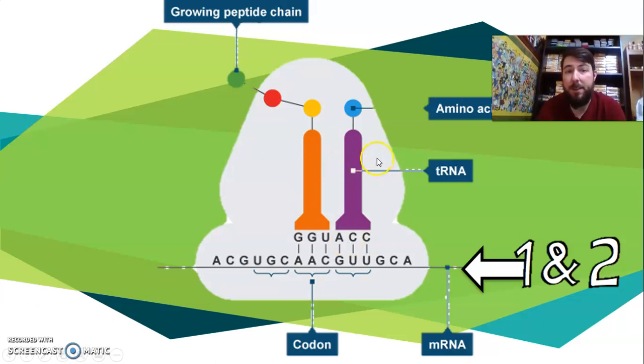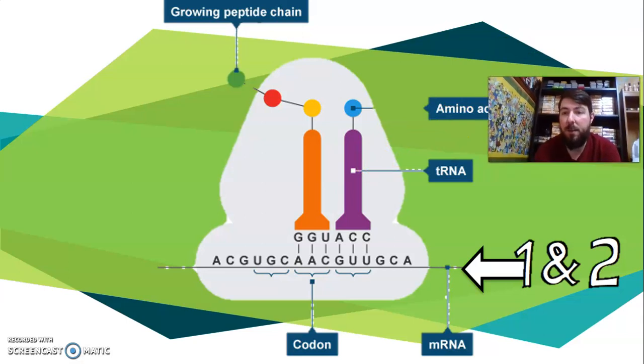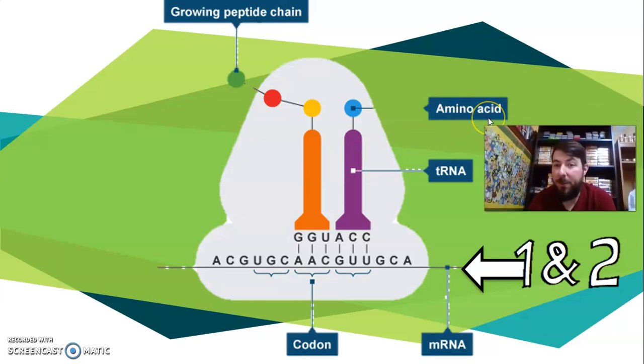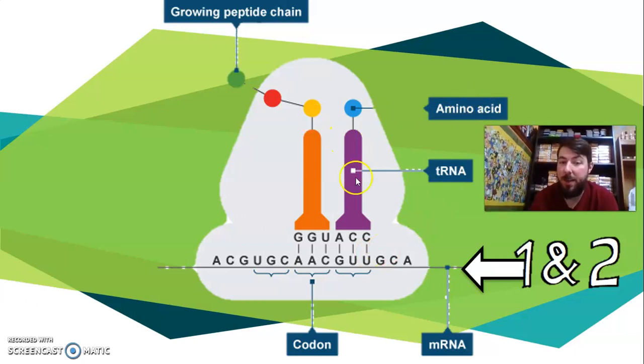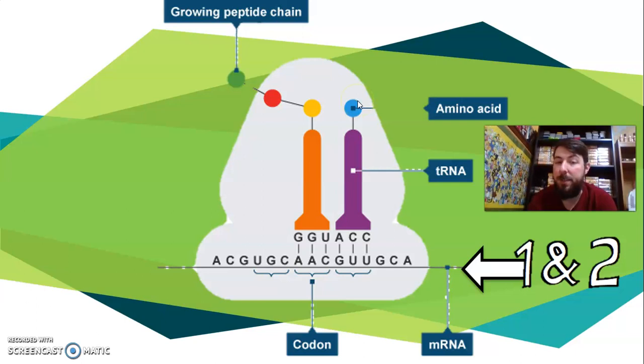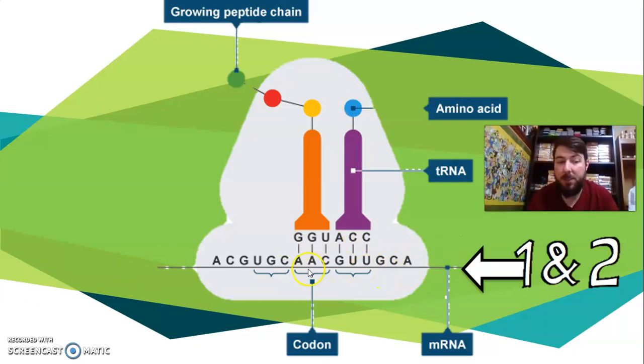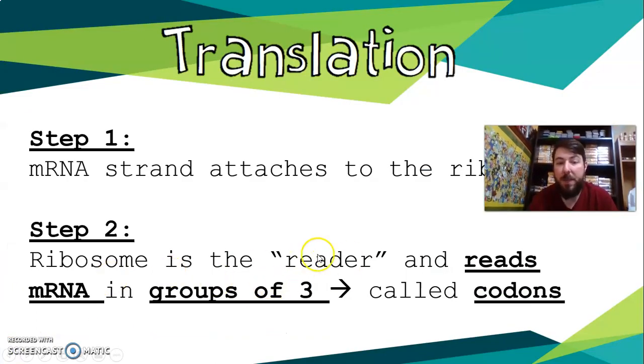But what this tRNA does is it also brings with it what's called an amino acid. So these codons actually code for different amino acids. The amino acids are going to grow into a long chain depending on how long the mRNA strand is. And then this chain is going to combine to make proteins. So that's the first 2 steps. The mRNA attaches to the ribosome, and it is being read into codons.